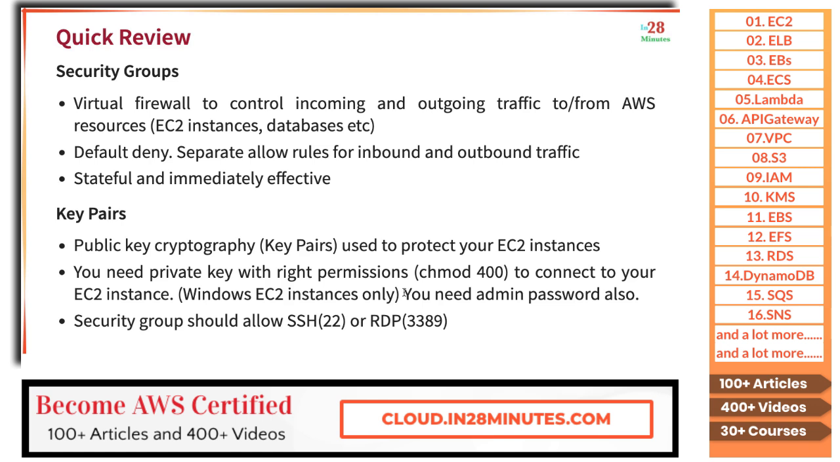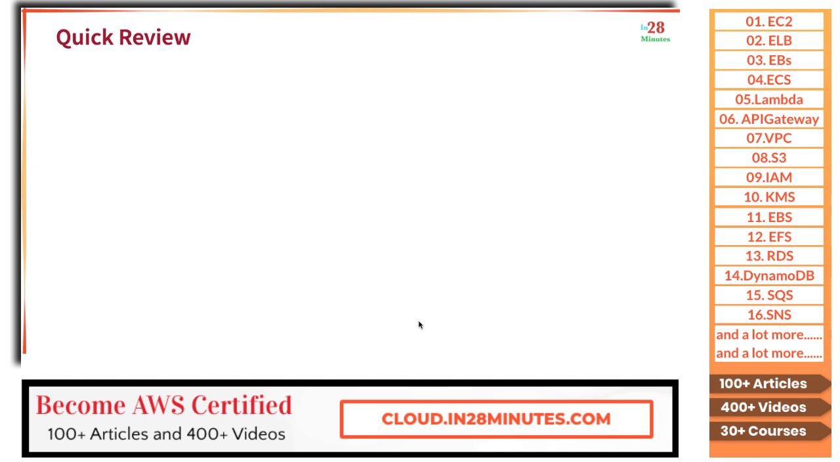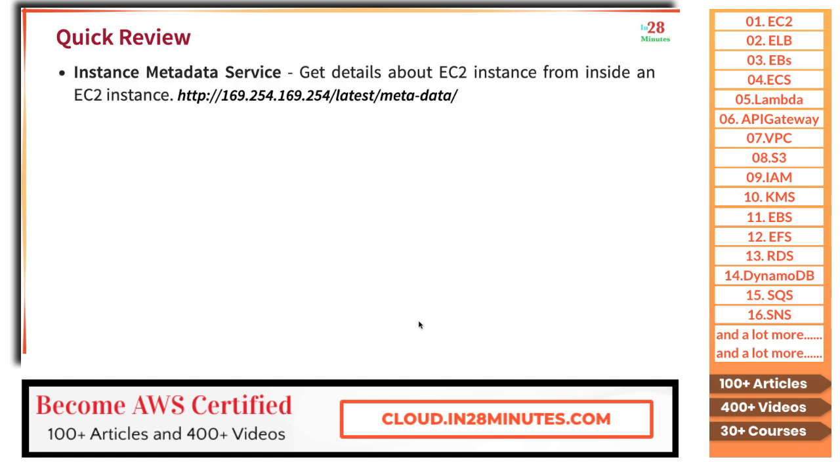And for you to be able to SSH into an EC2 instance, the security group should allow inbound traffic into port 22. If you are trying to do an RDP into a Windows instance, the port which should be opened should be 3389. Now, a few other important things that we talked about were instance metadata service. Instance metadata service helps you to get details about an EC2 instance from inside an EC2 instance.